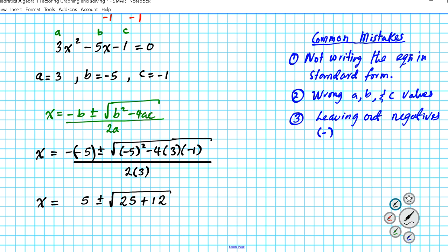This takes us to the next common mistake that students make, which is the order of operations. You need to follow your order of operations when simplifying the resulting expression after substituting values into the quadratic formula.